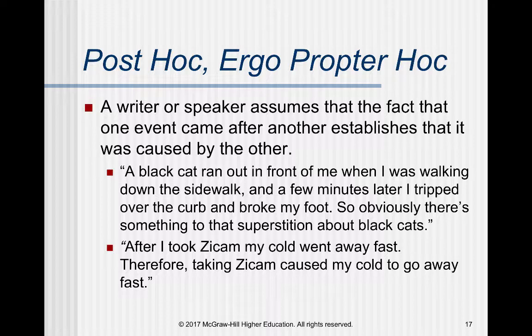Here's an example. A black cat ran out in front of me when I was walking down the sidewalk, and a few minutes later I tripped over the curb and broke my foot. So obviously there's something to that superstition about black cats. Lots of superstitions are based on this fallacy. However, there's no logical connection between a black cat crossing your path and then breaking your foot a few minutes later. Just because those two things happen consecutively does not mean they are in any way connected.